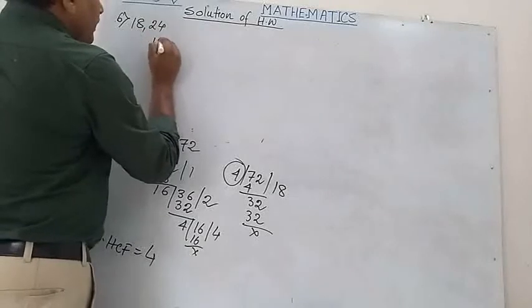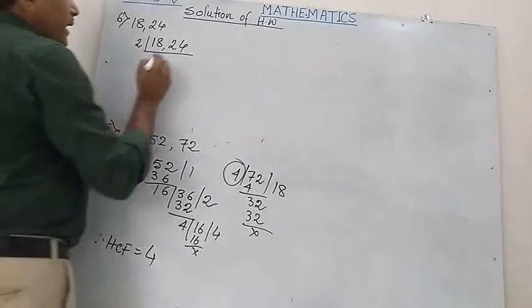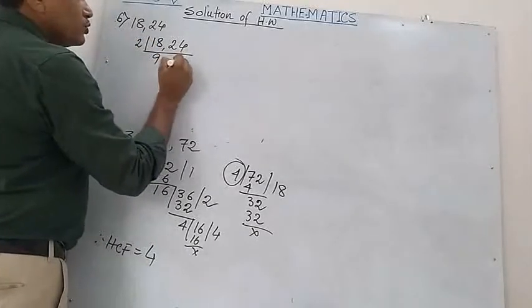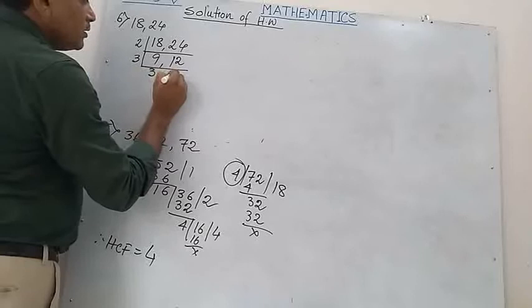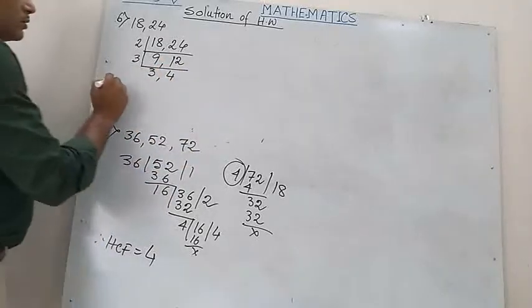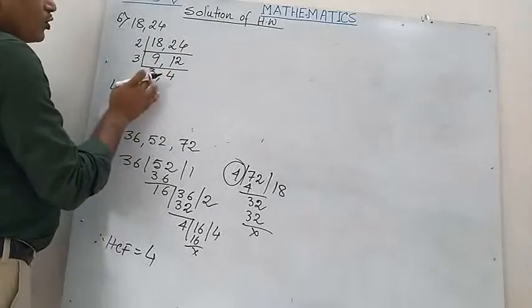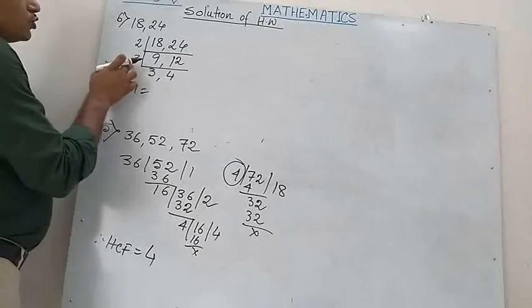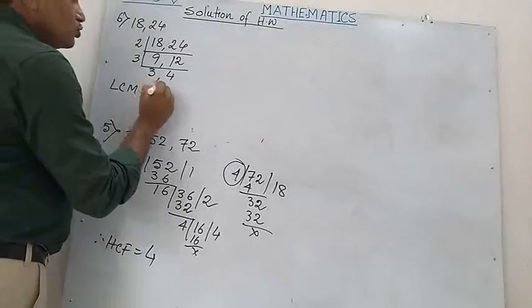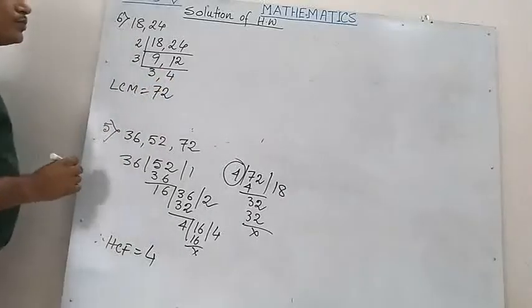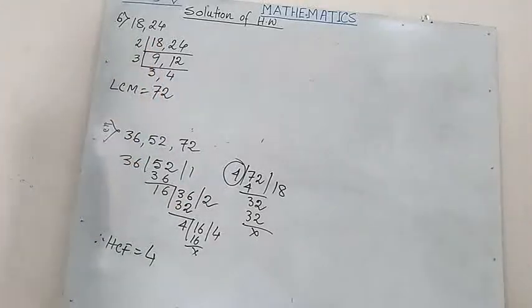So 18, 24. At first divide by 2. 9 2s are 18. 12 2s are 24. Again by 3. 3 3s are 9. 3 4s are 12. So what is the LCM? 3 4s are 12. 12 into 3, 36. 36 into 2, 72. Now, using this LCM, we have to find out the HCF.